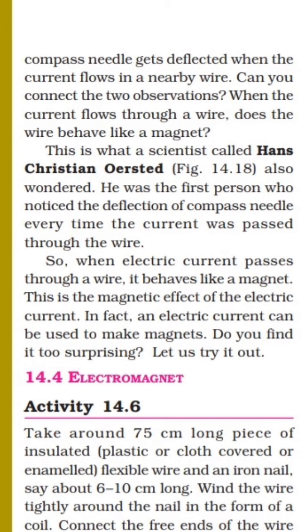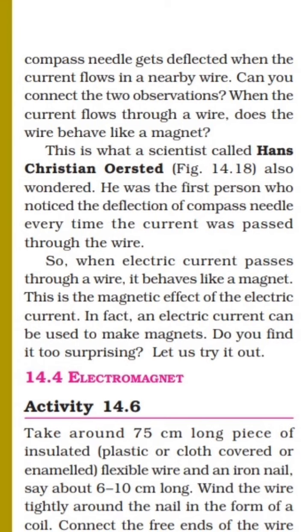He was the first person who noticed the deflection of the compass needle every time the current was passed through the wire. He was the first scientist who found that when current passes through the wire, the needle behaves like a magnet, and that scientist was Hans Christian Ørsted.